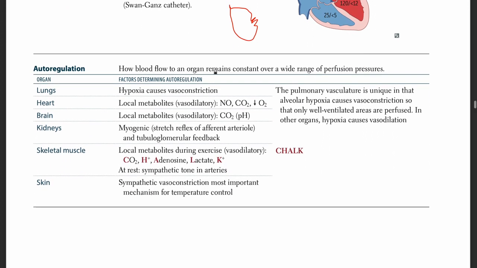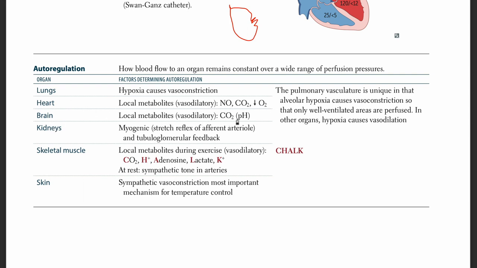Okay, cool. Next. Autoregulation: how blood flows to an organ remains constant over a wide range of perfusion pressure. Organ factors determining autoregulation: in the lungs, hypoxia causes vasoconstriction. This is the only important one because all the other ones are going to vasodilate during hypoxia. And we'll learn about that in respiratory. Heart: local metabolites, vasodilatory, that's nitric oxide, carbon dioxide, and decrease in O2. They're all going to vasodilate there.